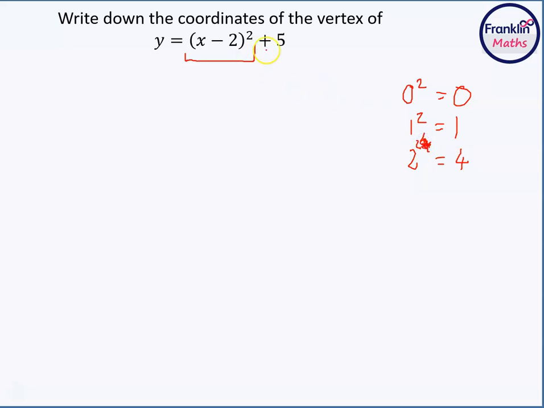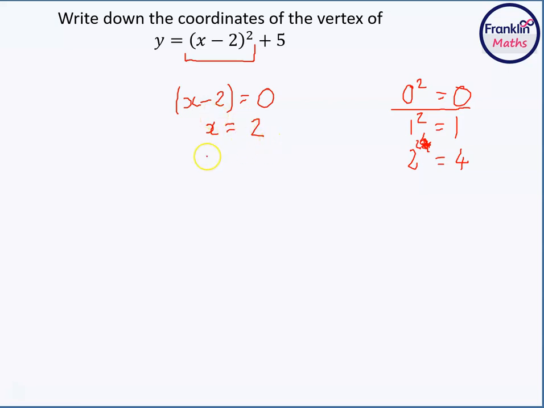So you can see that if we want to get the smallest value when we square something, the smallest value you can possibly get is 0. Okay? So if we look at this bracket here, we need to make that bracket equal to 0. And the only way that can happen is if x is equal to 2. Okay? Easy enough to do.